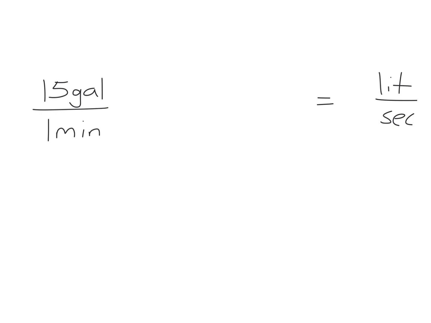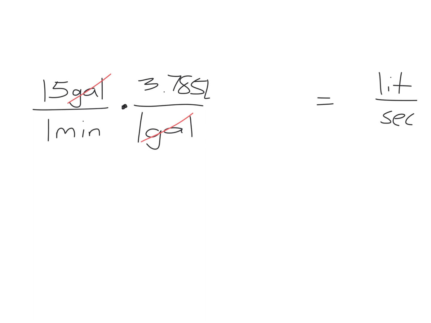So for 1 gallon, where does the 1 gallon go? On the top or the bottom? Bottom. 1 gallon is 3.785 liters. What cancels out there? What label cancels out? Gallons. Looking at our end goal, do we now have liters on the top?